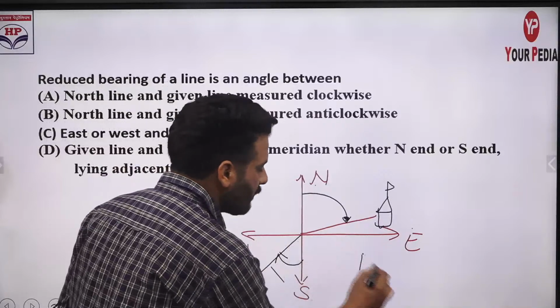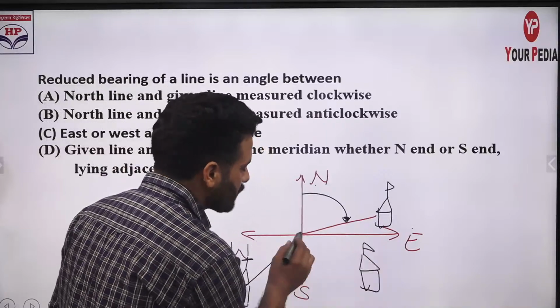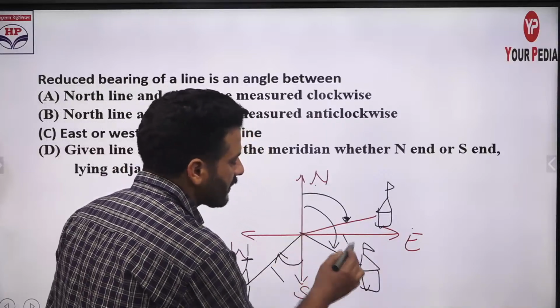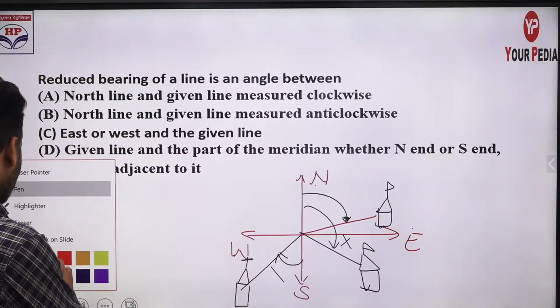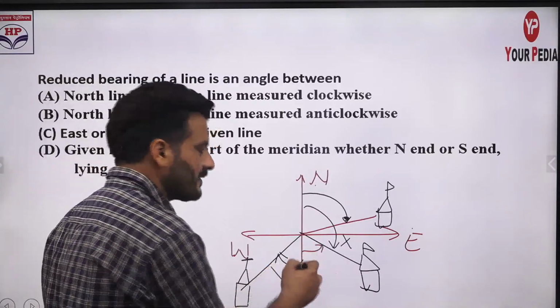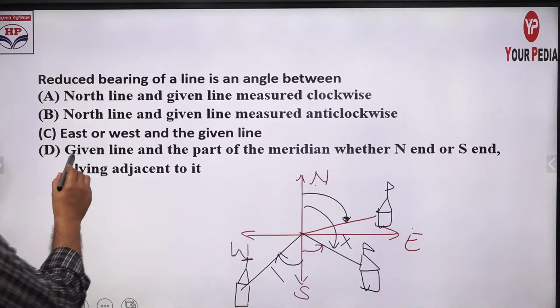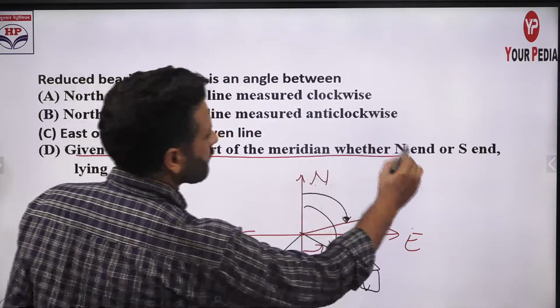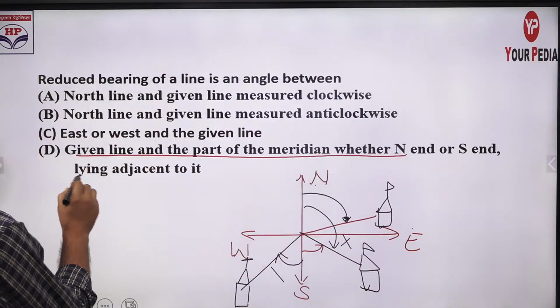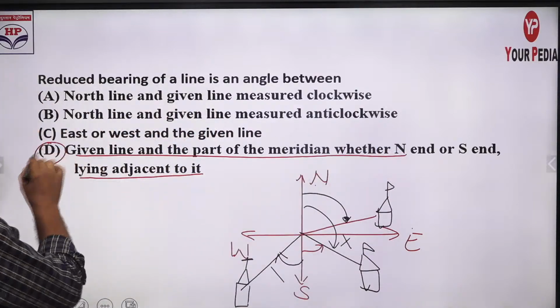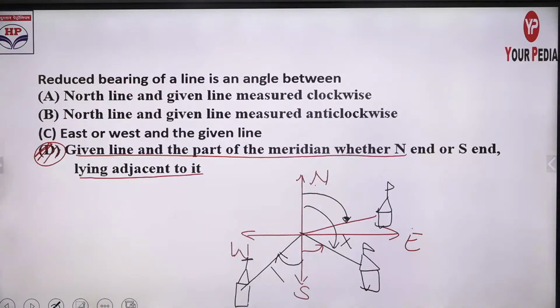It might be like this. We have the object here, so you can't draw the quadrantal bearing like this. This is wrong, big no. You have to draw the angle like this. Now this is in the anti-clockwise direction. Fine. So the reduced bearing of a line is the angle between the given line and the part of the meridian, whether north end or south end, lying adjacent to it. Option D will be the answer.